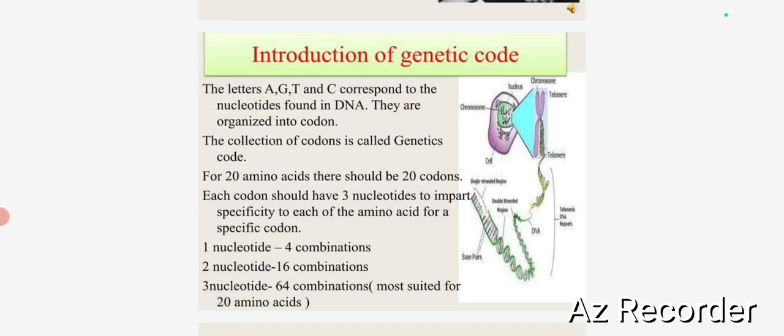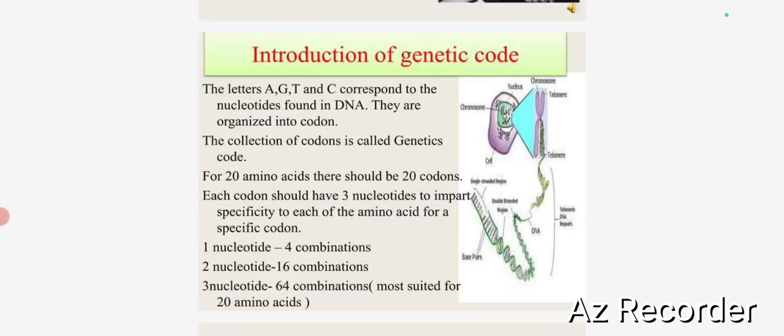Next, the introduction about genetic code. The letters A, G, T and C mean adenine, guanine, thymine and cytosine, which correspond to the nucleotides found in DNA. They are organized into codons. Three nucleotides join together to form a codon. The collection of codons is called the genetic code.